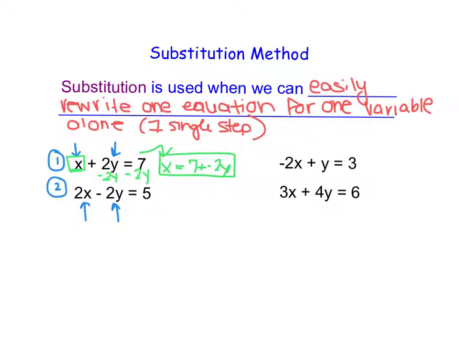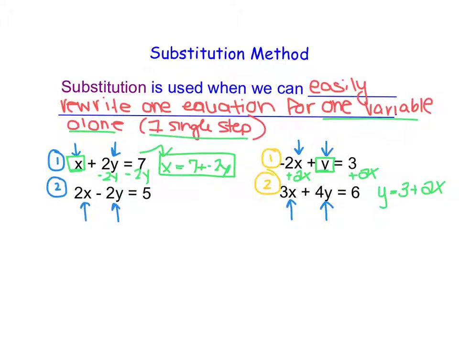If we look at the next example, here we have equation 1 and equation 2, and again we have four variables: x and y in the first equation, and x and y in the second equation. Here I could get the y in the first equation by itself really quickly in one single step if I were to add 2x to each side. So we would have y equals 3 plus 2x. So if you notice that you can rewrite one of those equations for one variable alone in one single step, that is a situation where substitution is going to be a good method of choice.